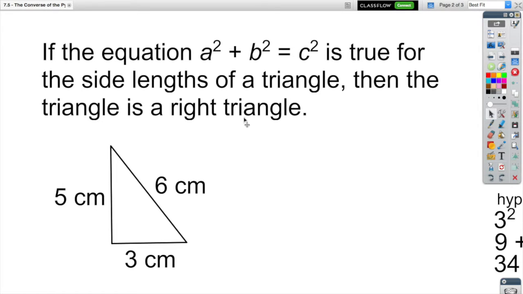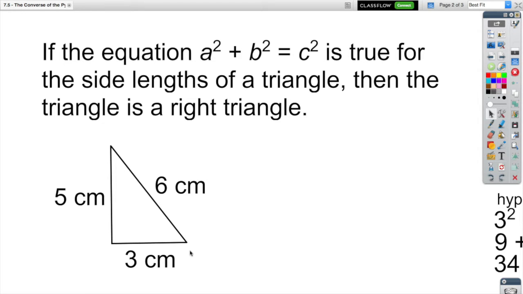What we used to do is we used to be given a right triangle, they'd give us some of the side lengths, and we'd use the Pythagorean theorem to find the missing side length. Here we're doing the opposite. Here we're given all the side lengths, we're plugging them into the Pythagorean theorem to prove or disprove that something's a right triangle. Okay, let's walk through it.